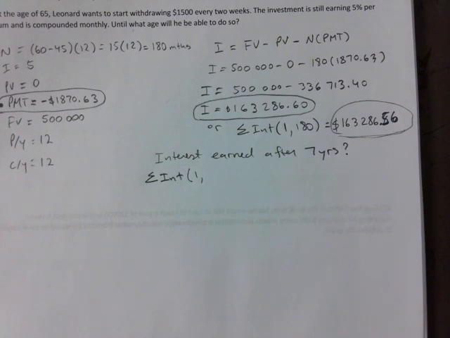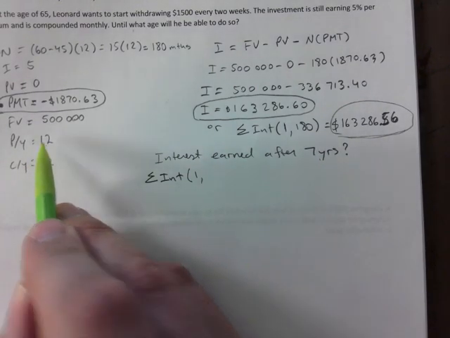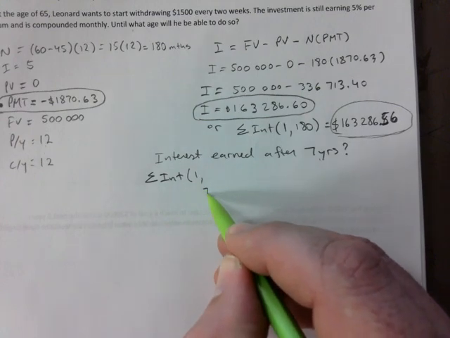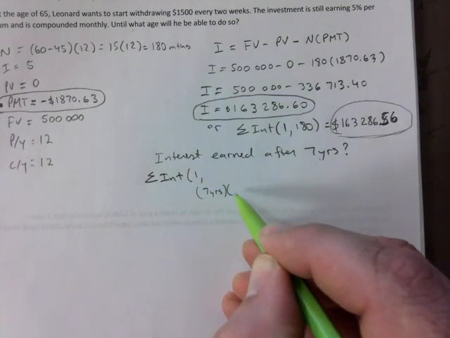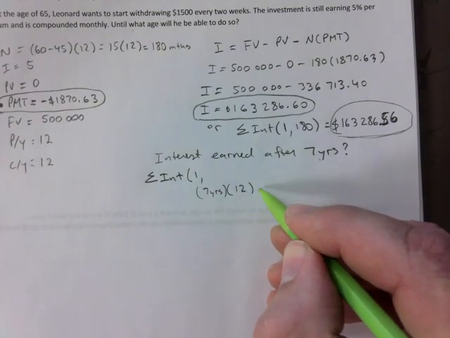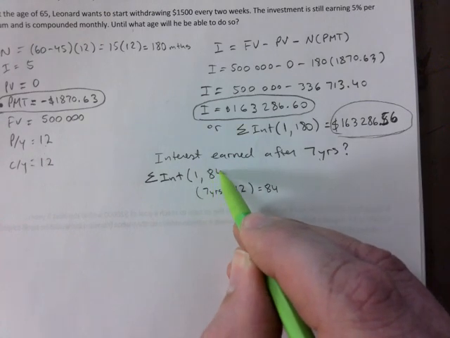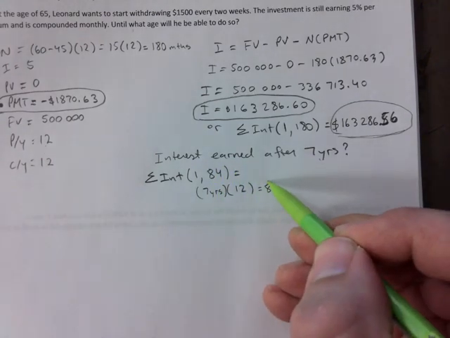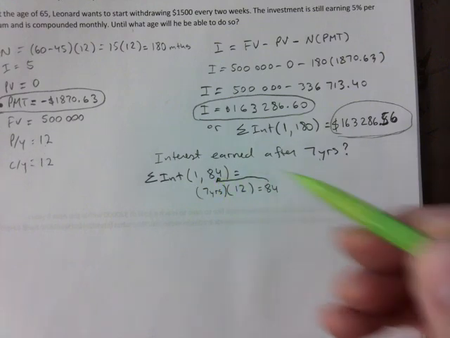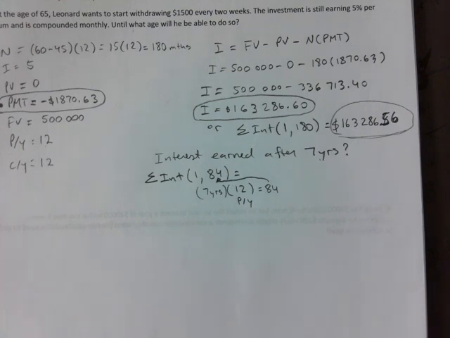Unfortunately, you have to be careful. You can't just go 1 to 7, right? Because it's 7 years. It's 7 times whatever PY is. Okay, so 7 years times PY, which is 12, right? That's 84. That's what you plug in here if you want to get this right. Okay, so the 84 goes in there.